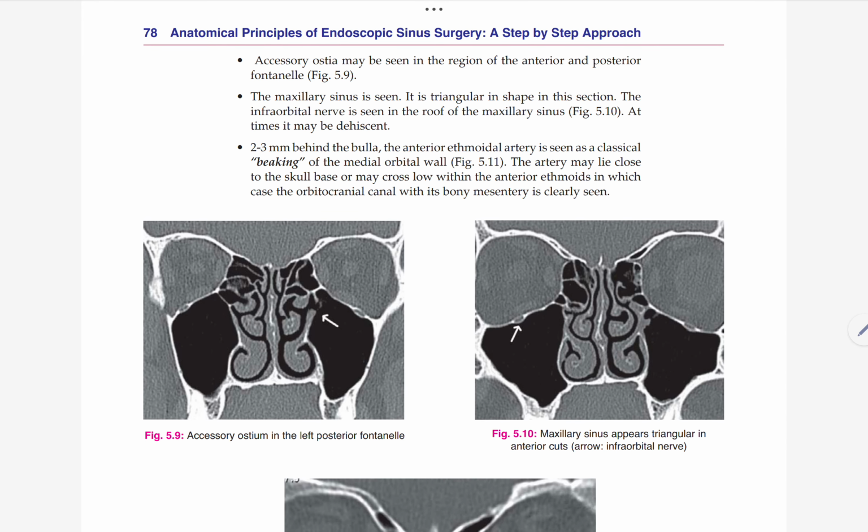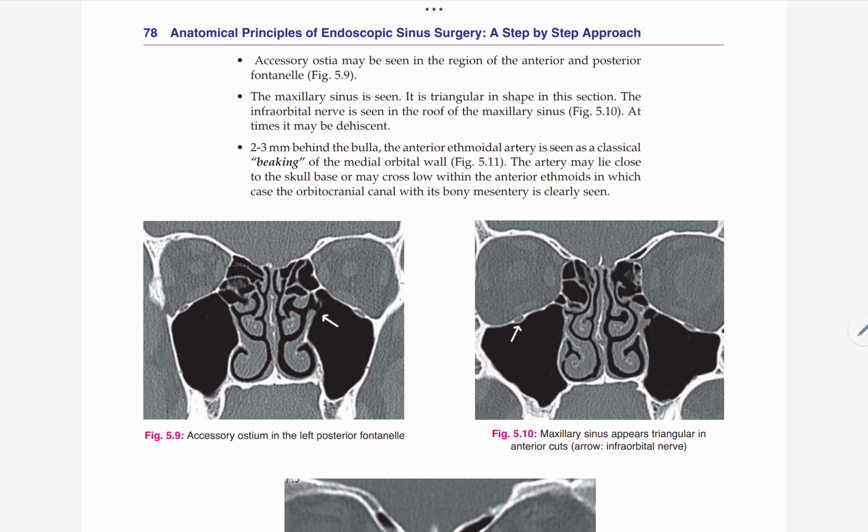Accessory ostia may be seen in the region of the anterior and posterior fontanelle. The maxillary sinus is seen. It is triangular in shape in this section. The infraorbital nerve is seen in the roof of the maxillary sinus. At times it may be dehiscent.